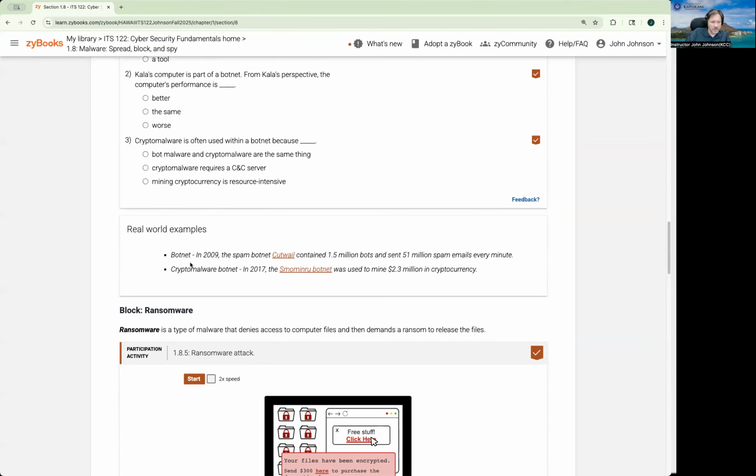So botnet here. Botnet in 2009, the spam botnet Cutwail contained 1.5 million bots and sent 51 million spam emails every minute. So think about that. It had 1.5 million computers out there that were infected, and nobody figured it out. And they sent out 51 million spam emails every single minute. That's crazy.